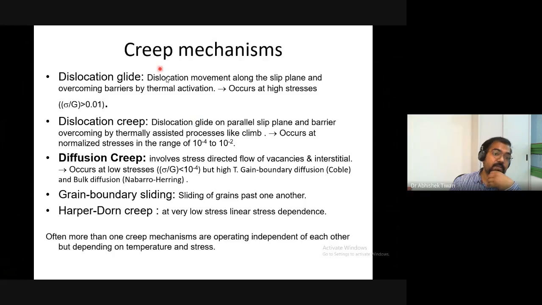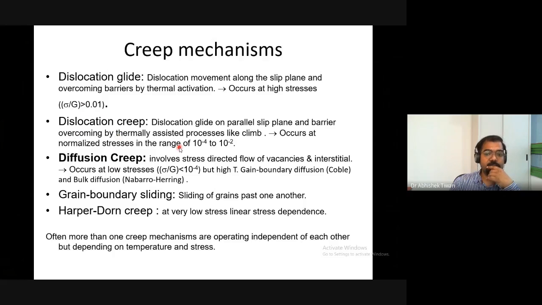And that kind of creep is called dislocation glide. So that mechanism of creep is called dislocation glide. It happens when the stress by shear modulus ratio is greater than 0.01. So this is a high level of stress in comparison to other mechanisms. So this is happening at higher stress but lower temperature.